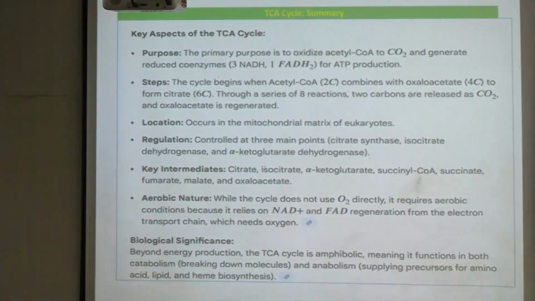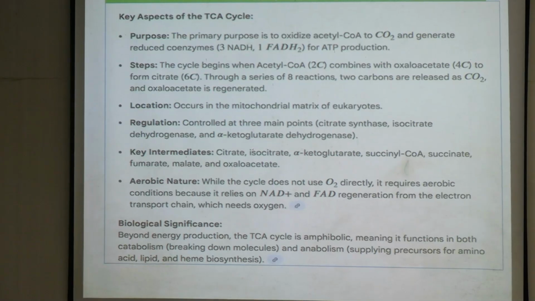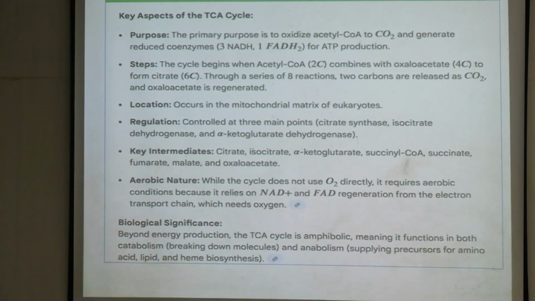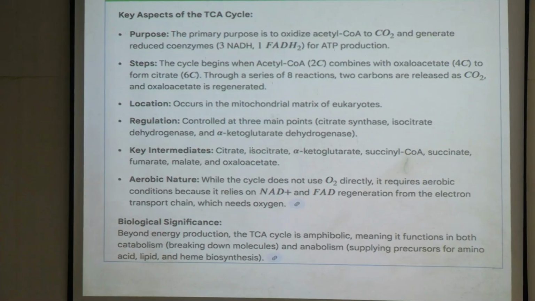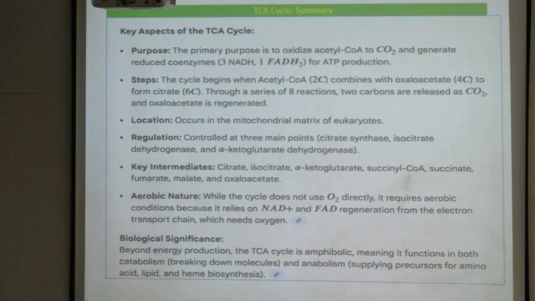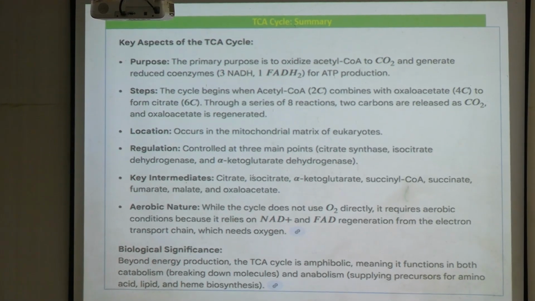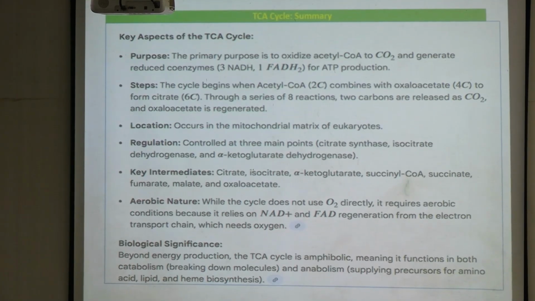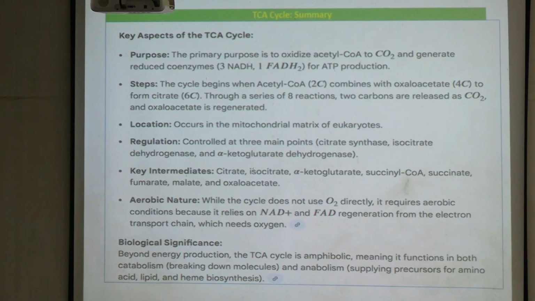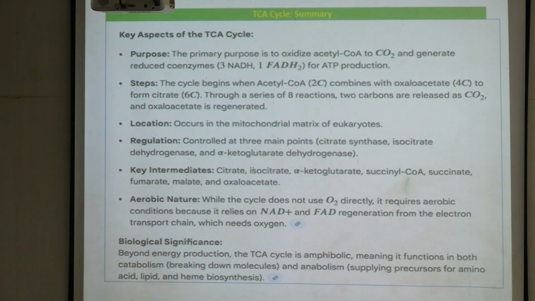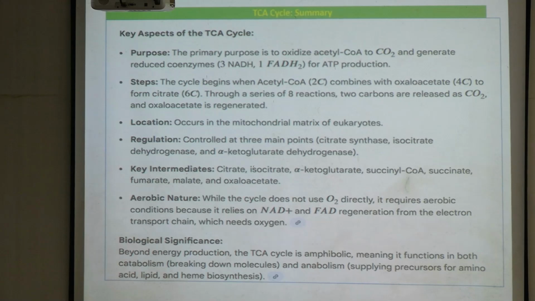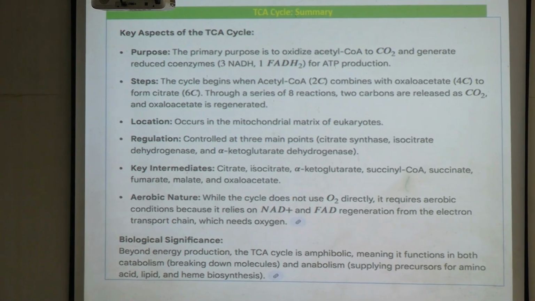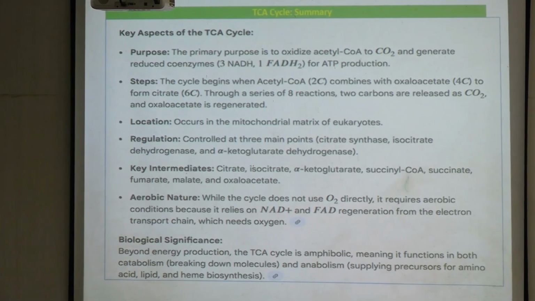Aerobic in nature: while the cycle does not use oxygen directly, it requires aerobic conditions because it relies on NAD and FAD regeneration from the electron transport chain, which needs oxygen. Biological significance: beyond energy production, the TCA cycle is amphibolic, meaning it functions in both catabolism and anabolism.